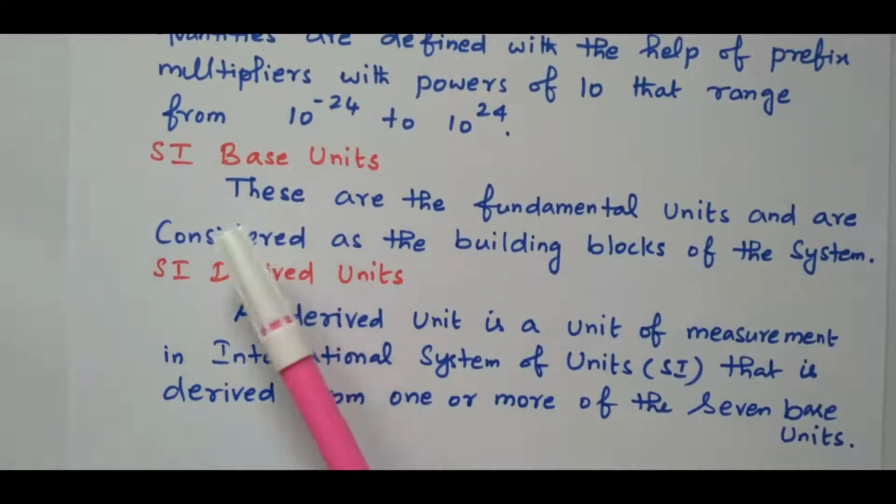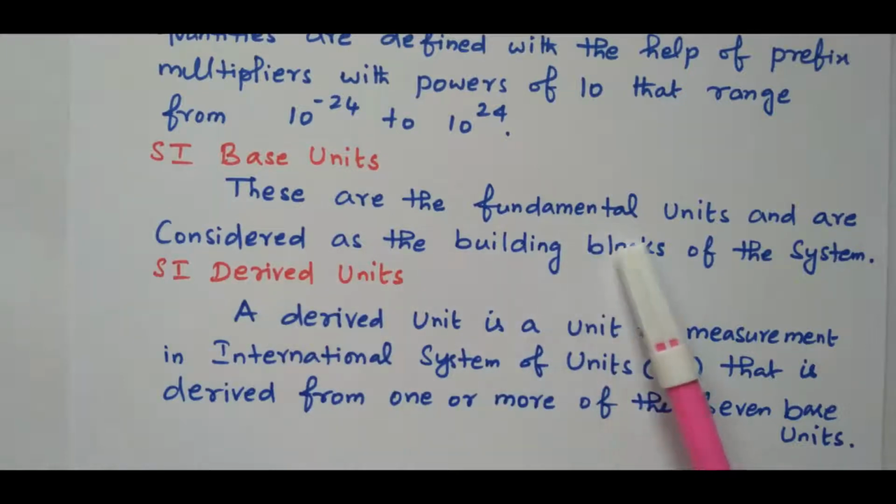So base unit means a fundamental unit, considered as the building block of the system. So these are fundamental units. All other units are derived from these base units. It is a building block. From that only, other units are derived.